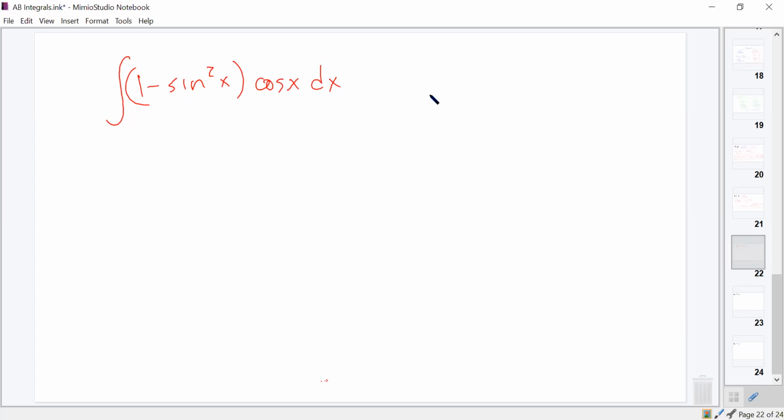So one thing we could have done, and somebody in second period suggested this, and then I came back to it later because I was like, I don't want to deal with that right now, is we could have factored the 1 minus sine squared x into 1 minus sine x times 1 plus sine x times cosine x. That looks horrible. So we're going to rewrite the cosine x.